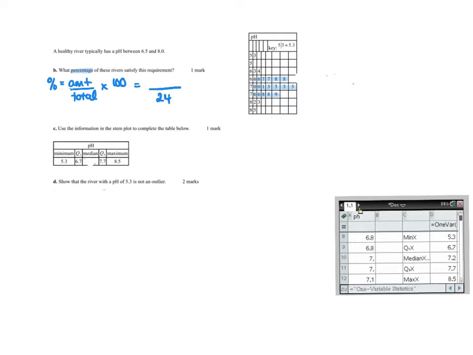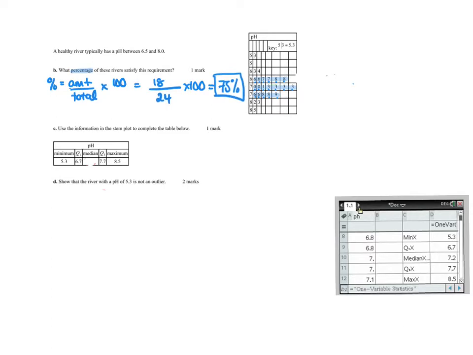Now, the amount that's satisfied, so the ones that are between 6.5 and 8.0, I've highlighted there. So I've got 1, 2, 3, 4, 5, 6, 7, 8, 9, 10, 11, 12, 13, 14, 15, 16, 17, 18. So I have 18 out of 24, and I times that by 100, and I end up with the answer of 75%.